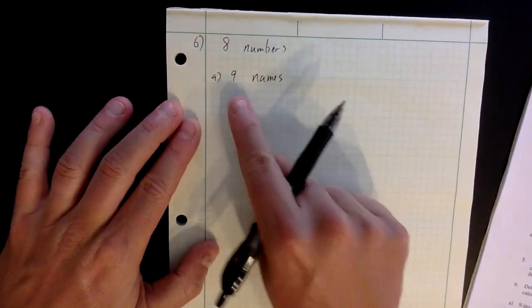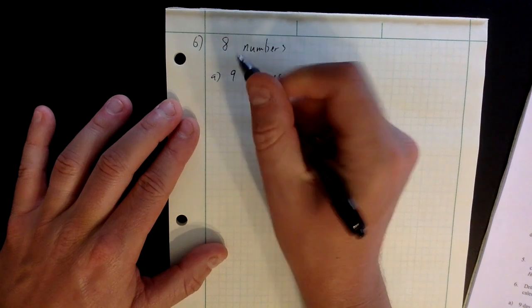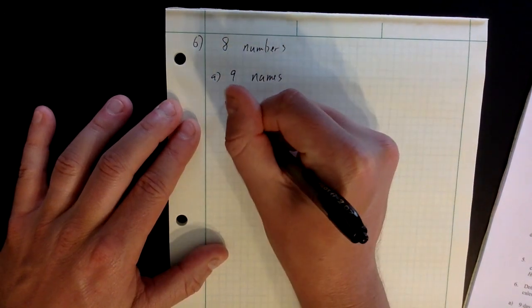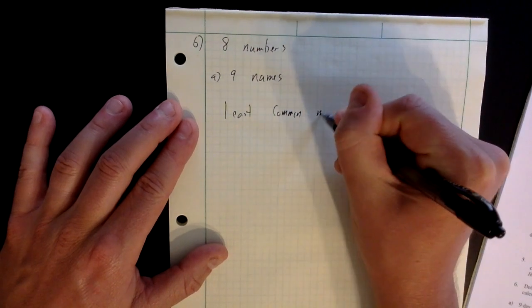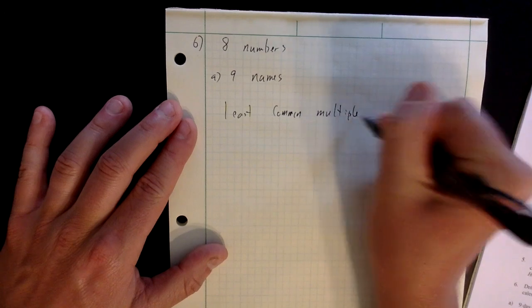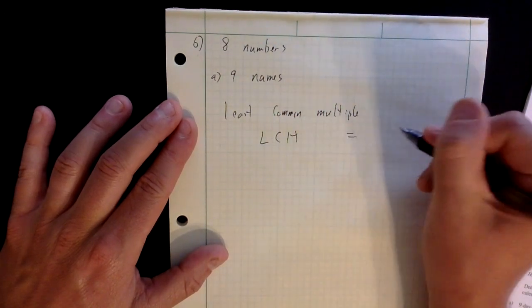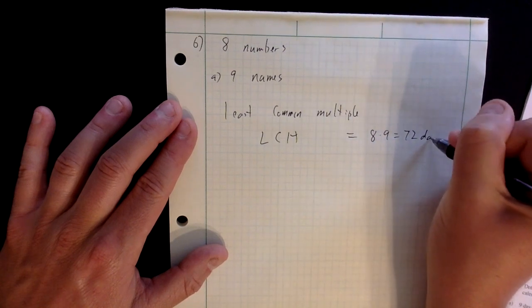So for part A, if we have 8 numbers and 9 names, since there's nothing in common between 8 and 9, they have no common factors except 1, the least common multiple, I'm going to abbreviate this to LCM in the future, is going to be equal to just 8 times 9, or 72 days.